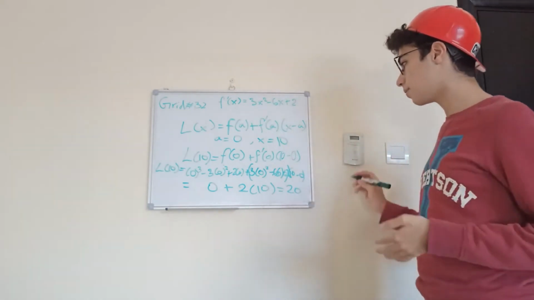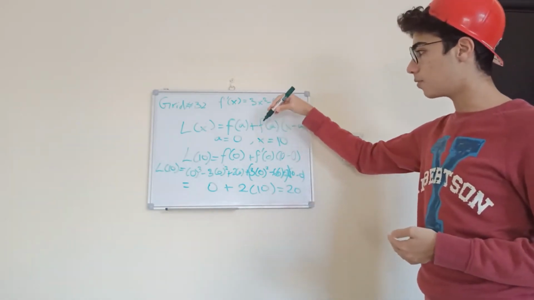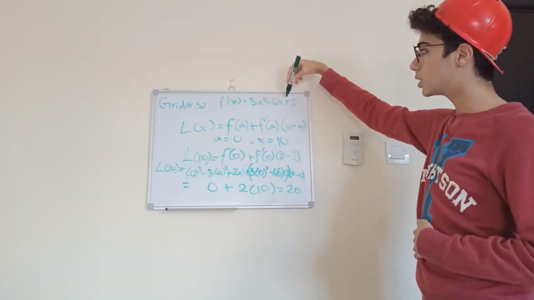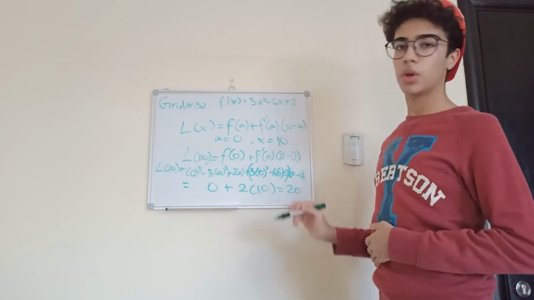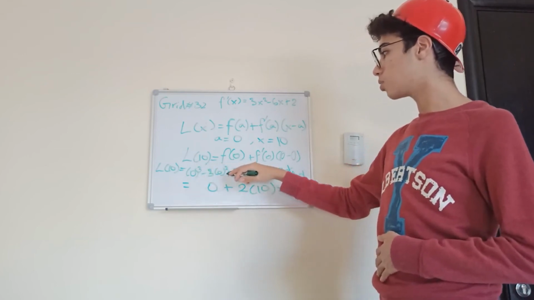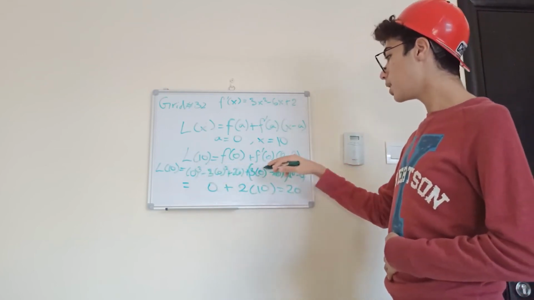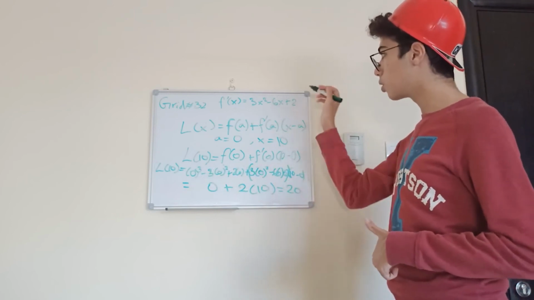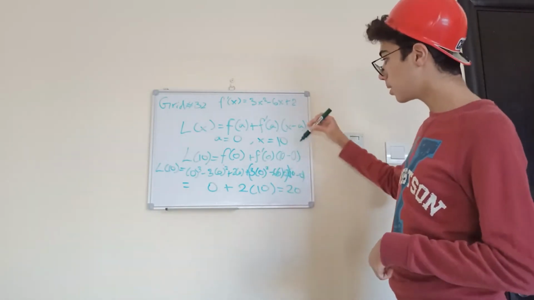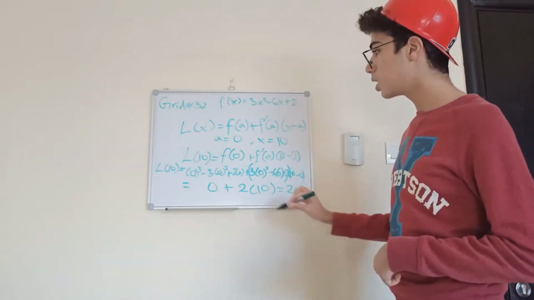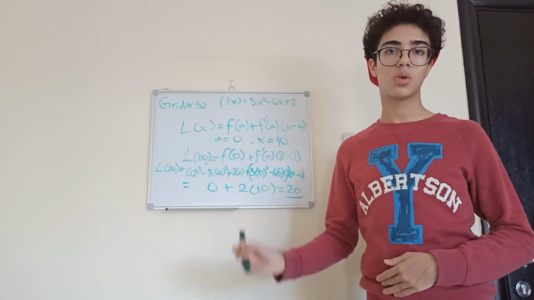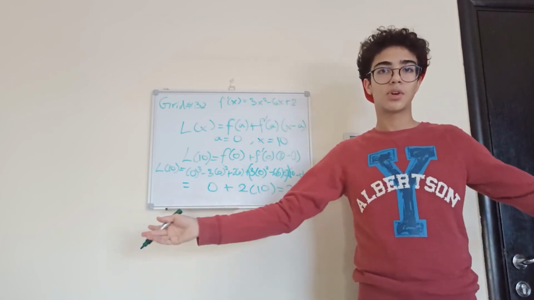So now we have to find the derivative of f of x, which I found over here. F prime of x is equal to 3x squared minus 6x plus 2. So we only have to substitute now. Substitute 0 into f of x, you get 0 cubed minus 3 times 0 squared plus 2 times 0, plus substitute 0 into the derivative of the function, 3 times 0 squared minus 6 times 0 plus 2 times x minus a, which is 10 minus 0. You'll get 0 plus 2 times 10, which is 20. So that's your answer. And that's it for this video.